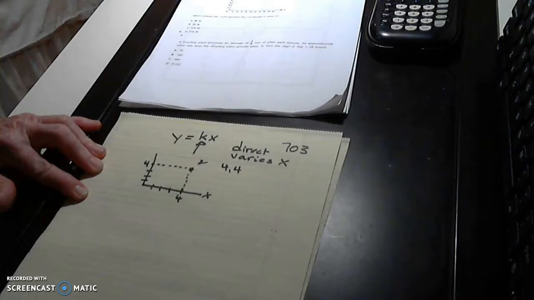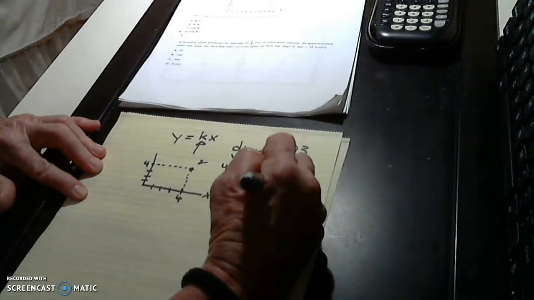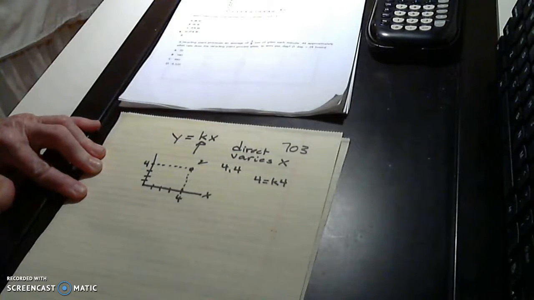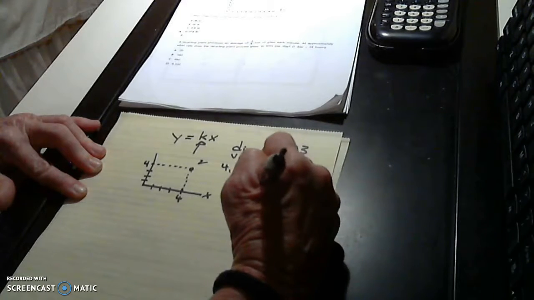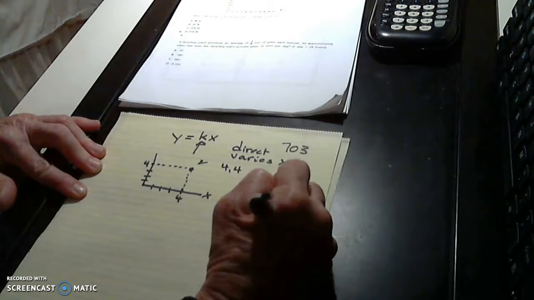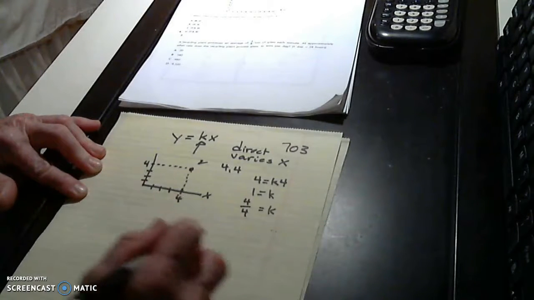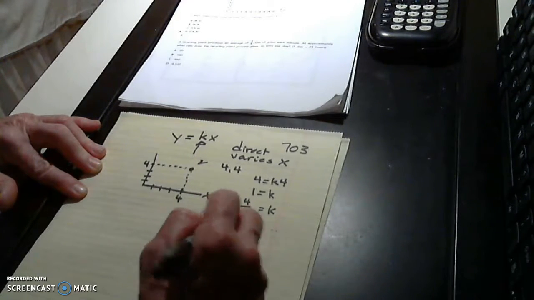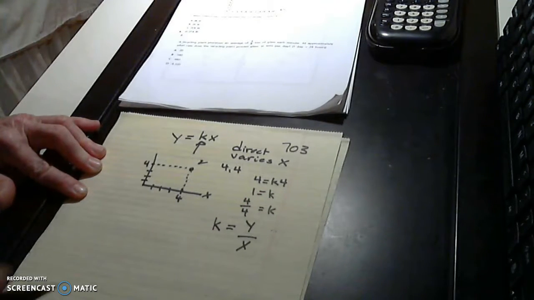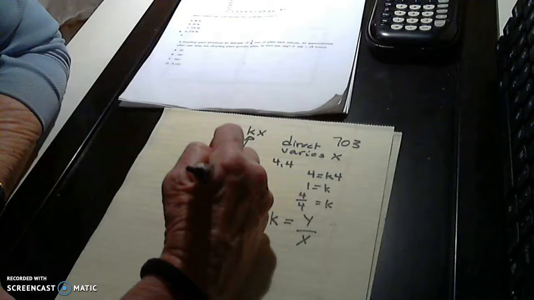If I'm looking for my constant of variation, I'm simply going to say, well, y equals 4 and x equals 4. So what does k have to be equal to for those two things to be equal to each other? k is going to have to equal 1. And I could have found that by dividing both sides by 4. k equals 4 over 4, or again 1. In every case, to find my constant of proportionality, I'm going to divide my y over my x. It works every time.